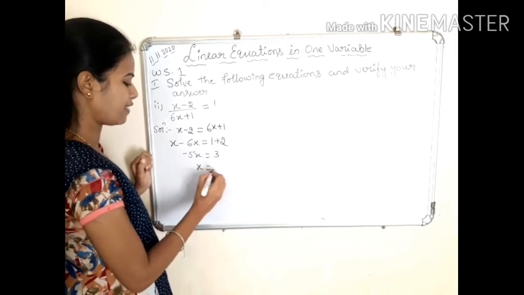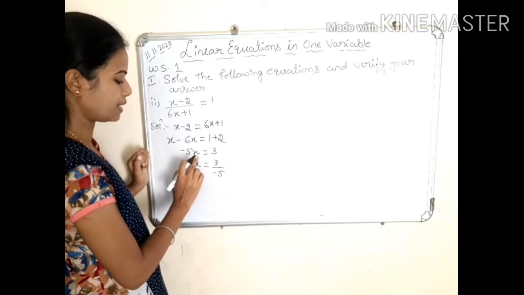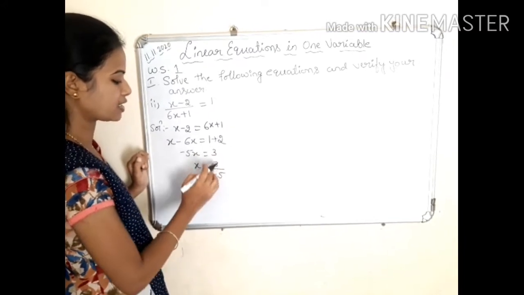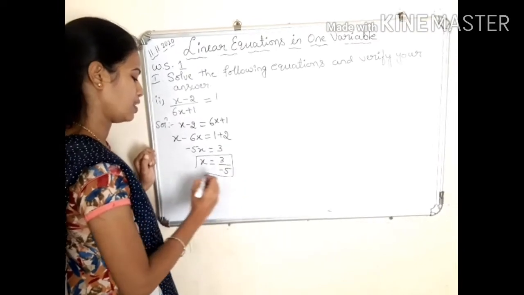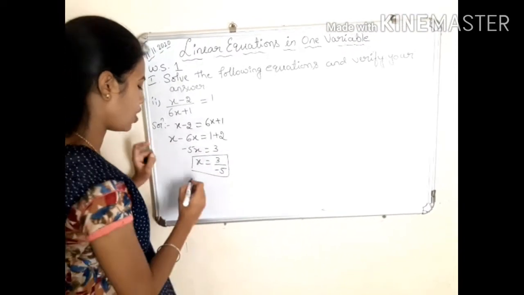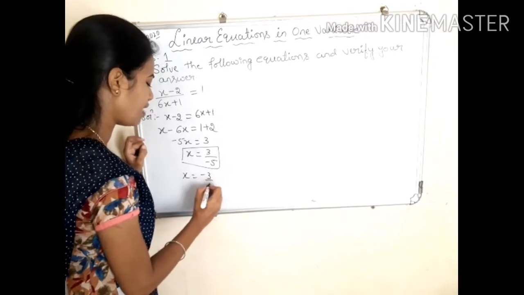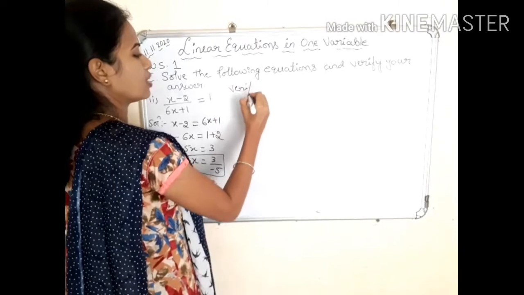Only you need x value. 3 divided by minus 5, because minus 5 multiplied with x, when you take to the RHS side, it becomes division. x value is 3 divided by minus 5, or x is equal to minus 3 by 5, also you can write. Next, what you have to do? Verification.